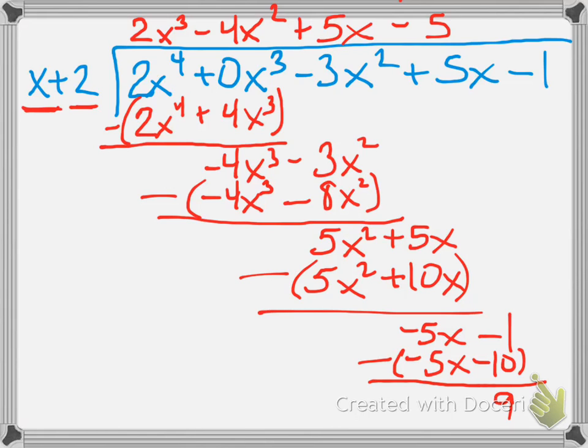So now what do we do with that 9? Since the 9 has no x's next to it, we need to stop. This is our remainder. And if you remember what we talked about in class, what we do with our remainder is we put it onto the end here. Since the 9 is positive, I'll put a plus 9 divided by our divisor, our denominator from the original fraction, x plus 2. And so my final answer of this division problem is 2x cubed minus 4x squared plus 5x minus 5 plus 9 divided by the quantity x plus 2.